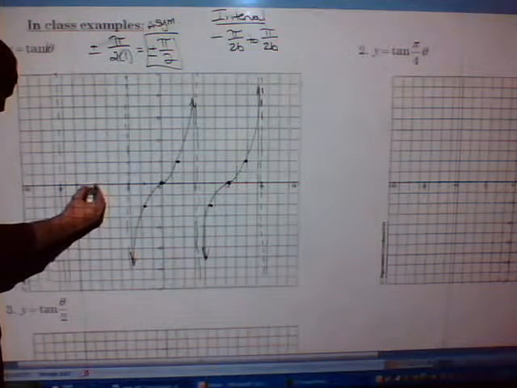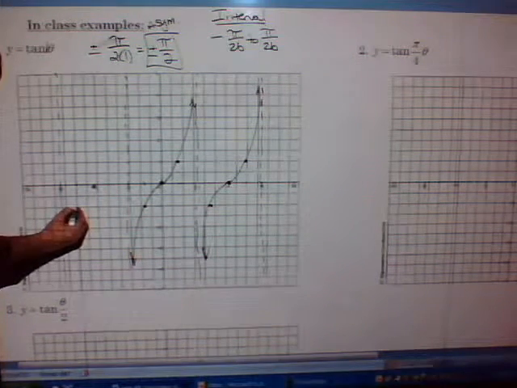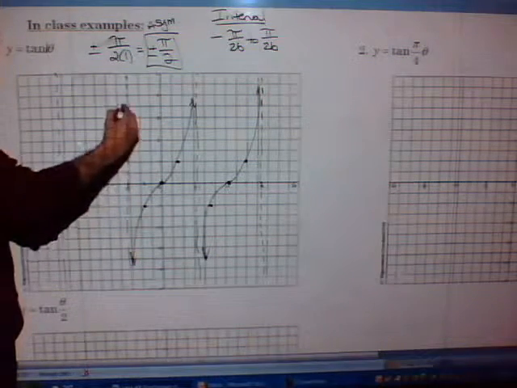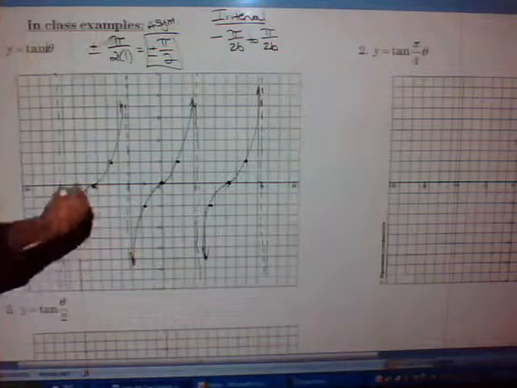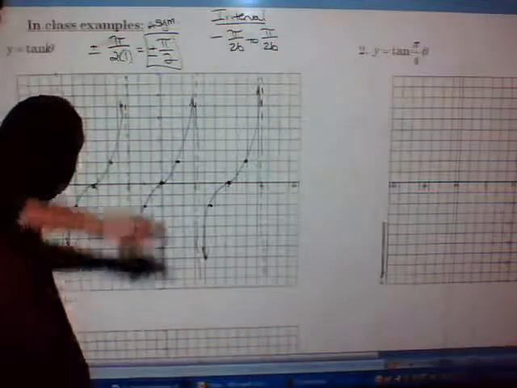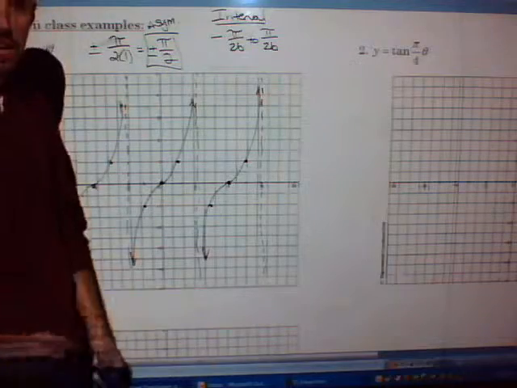Go to the middle, you're at 0. Middle of the first half, you're at negative 1. Middle of the second half, you're at positive 1. So it's very easy to graph the tangent graph once you know what it looks like and you know where your first set of asymptotes are.